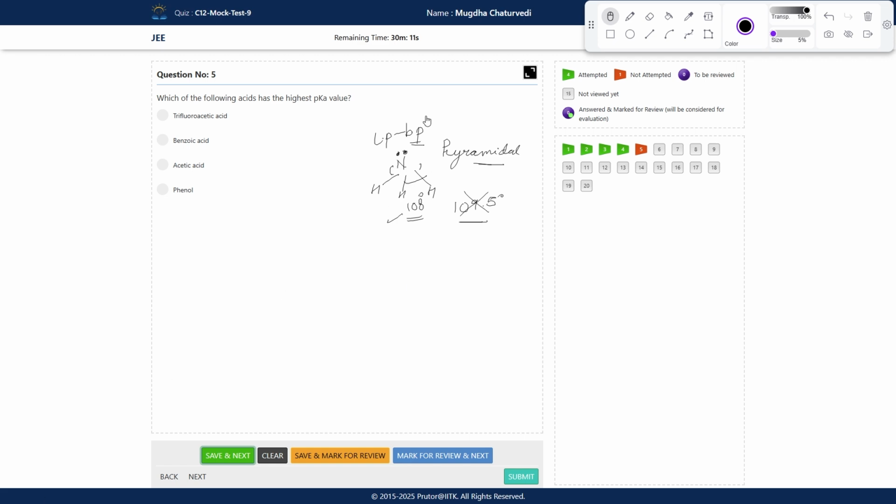Now we will see the next question. It is asking which of the following acids has the highest pKa value. One thing you all need to know is that the higher the pKa value, the weaker the acid. So if the pKa value is high, then it will be a weaker acid.